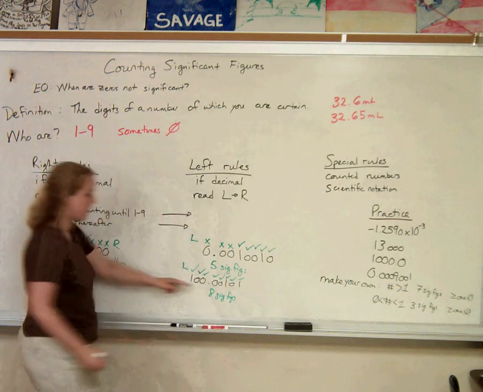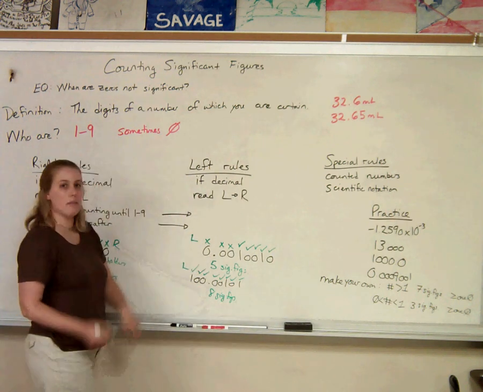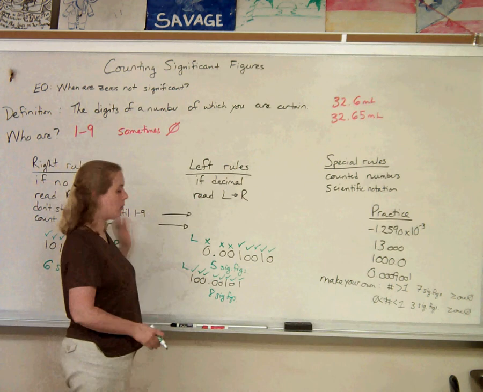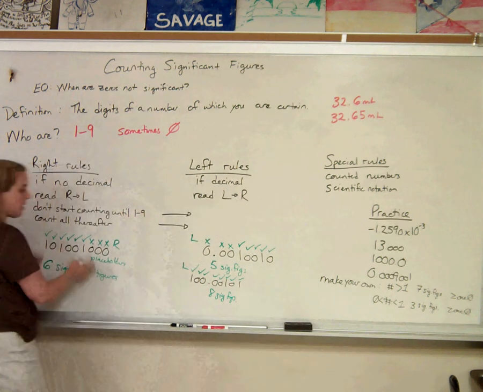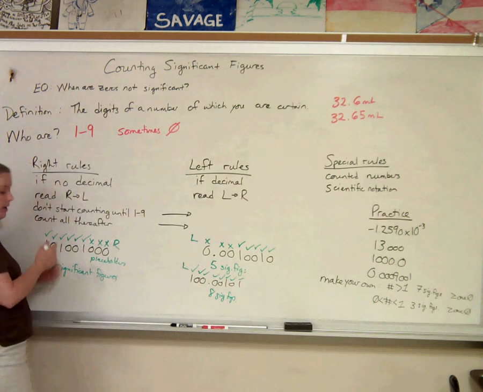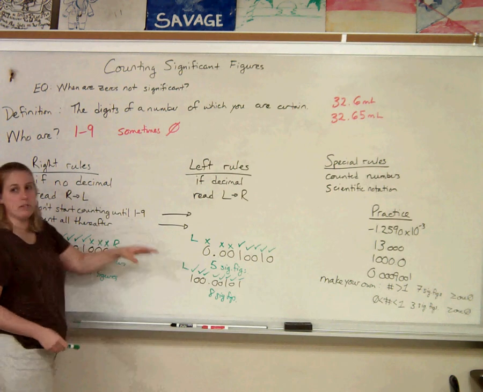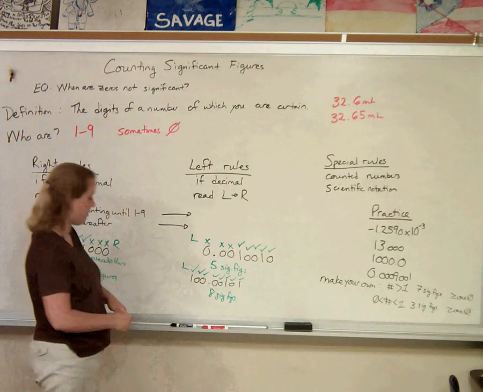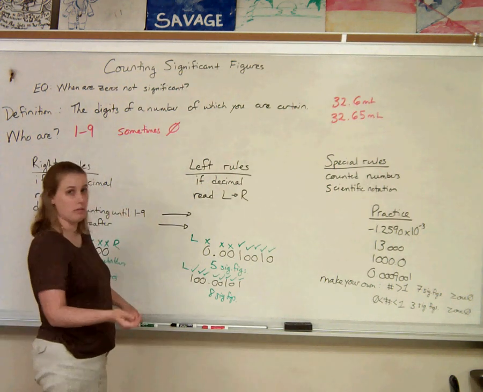So whether the decimal is at the beginning of the number or in the middle of the number, it doesn't matter. As long as there is a decimal, we read from the left to the right. If there is not a decimal, we read from the right to the left. And then we don't count zeros until we get to numbers that are not 0. And then we keep counting whether it's a 0 or not.